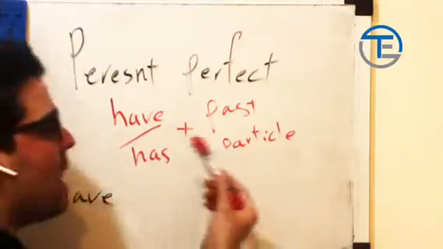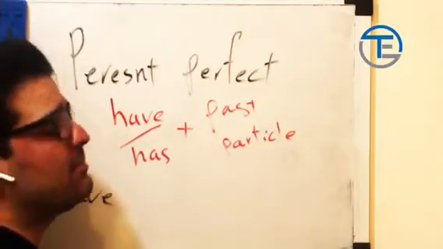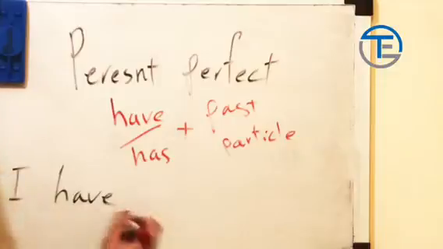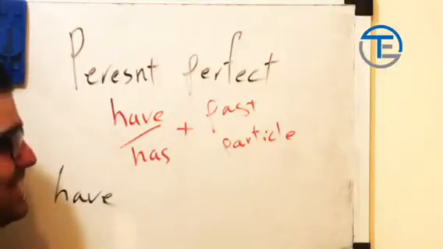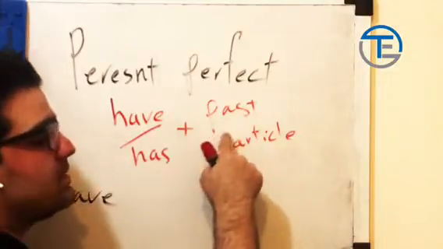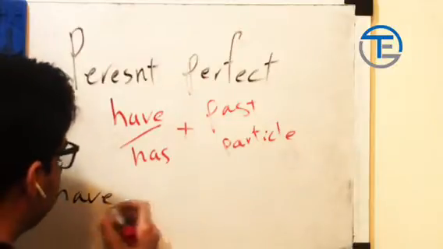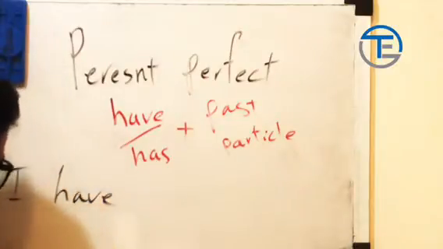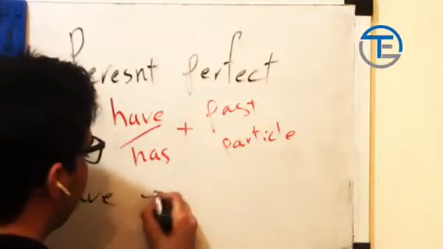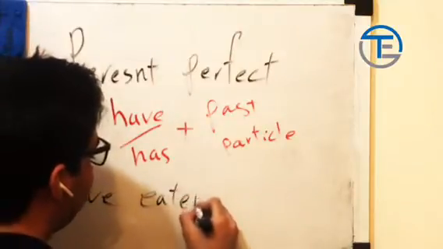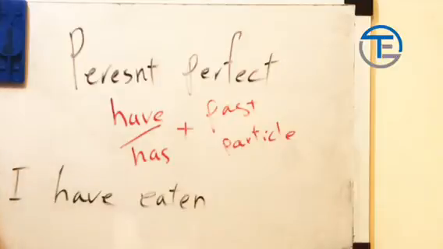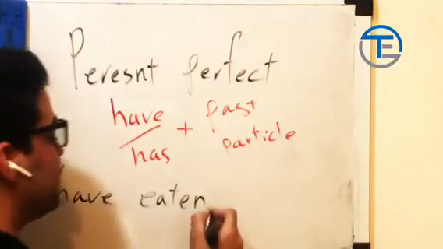We're working on past participle, not past tense. So I have, for example, your verb is eat. Past participle of eat is eaten. Eaten. And your sentence is finished.